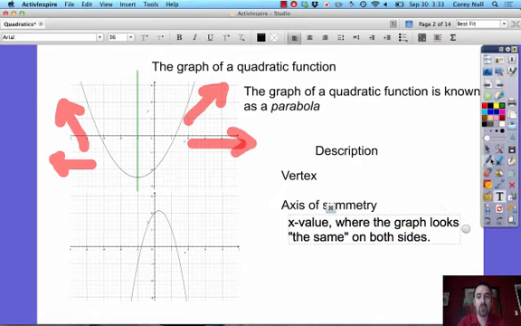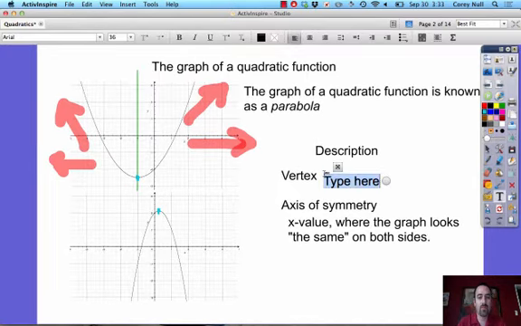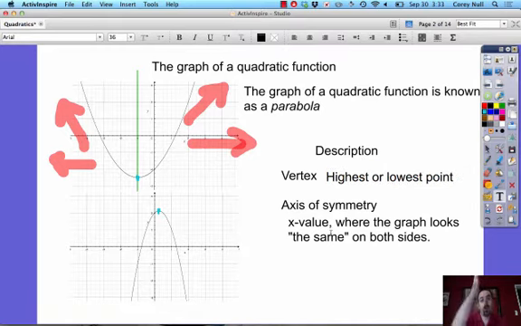Okay? Your vertex is here, or on this graph, it's here. It's going to be the highest or lowest point. So vertex is your highest or lowest point, and your axis of symmetry is the x value where it looks the same. Notice something nice about this. The axis of symmetry is the same as the x value of the vertex. They occur in the same spot. The axis of symmetry goes right through the vertex.